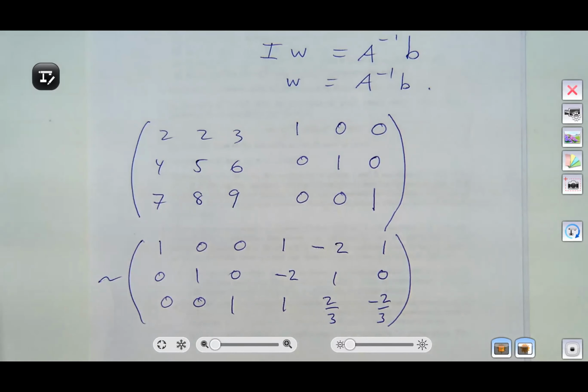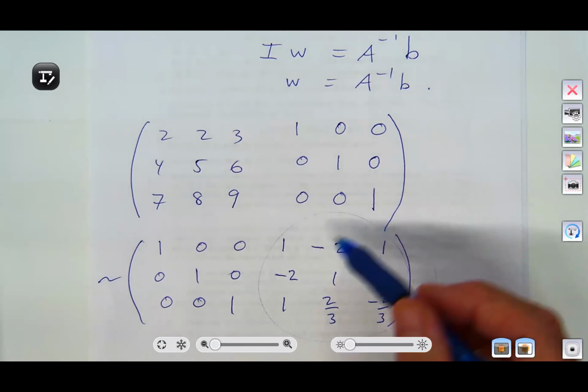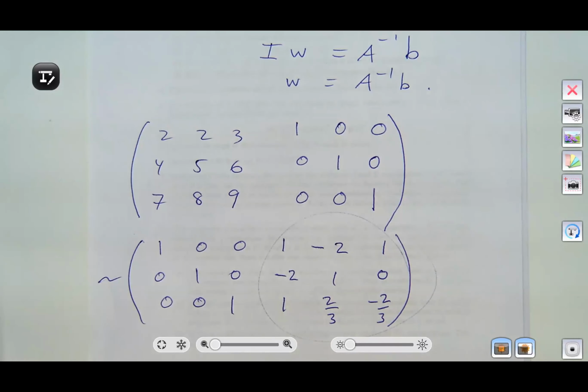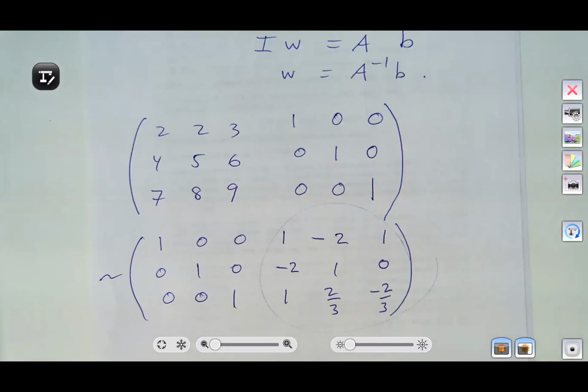Okay, so now the final step would be to multiply this inverse times the vector B, and you get your answer, right? So should we do that? No? It's too easy. Yeah, I agree. Okay, but just in case, right?